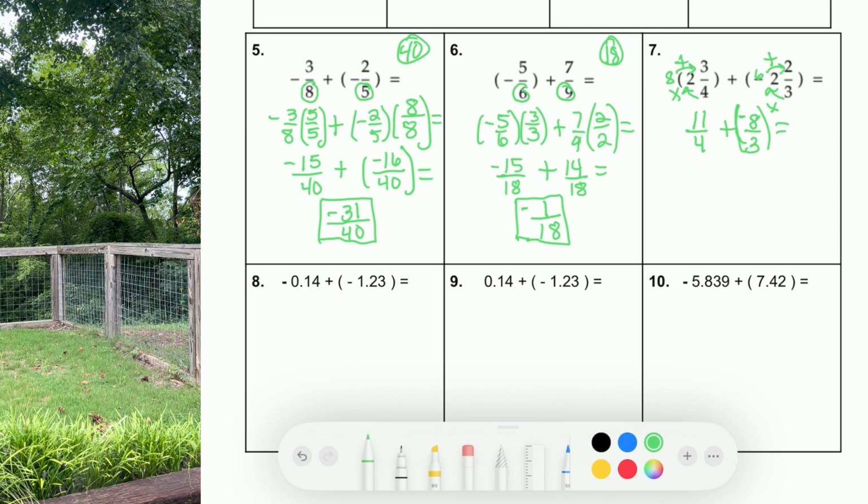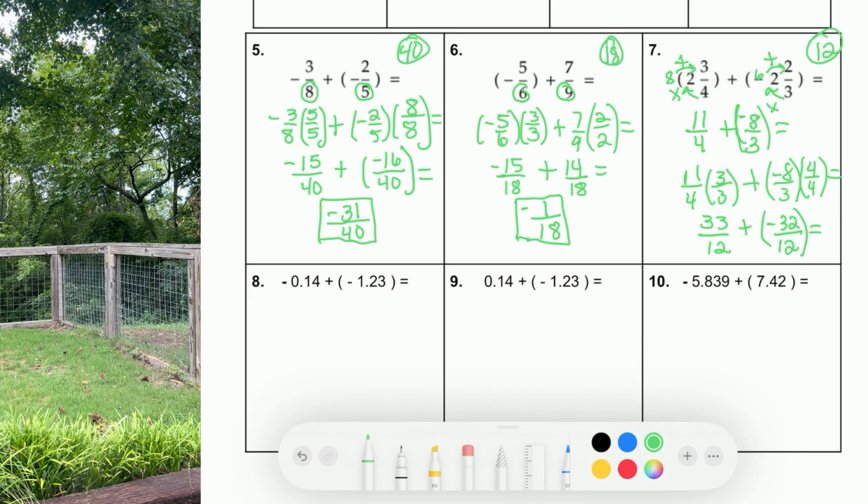Now I need to figure out my common denominator. 4 and 3, we could do 12. Let's do that. So 11/4, if I multiply it by 3 over 3, I get 12 in my denominator. Negative 8/3, if I multiply it by 4/4, I get 12 in the denominator. So 11 times 3 is 33. 4 times 3 is 12. Negative 8 times 4 is going to be a negative 32. And then 3 times 4 is 12.